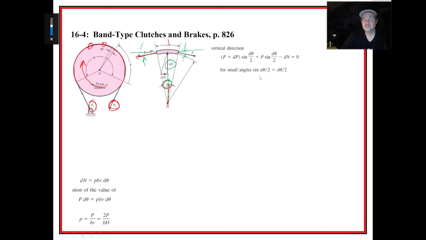Now we make a small angle approximation. This gets done in a lot of things, but the idea here is that the sine of a small angle, as it gets smaller and smaller, is going to be equal to the angle.